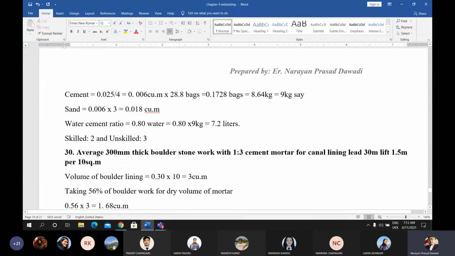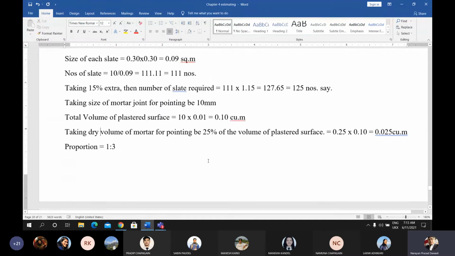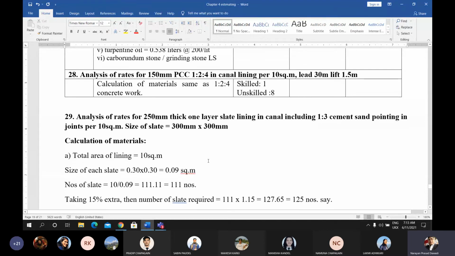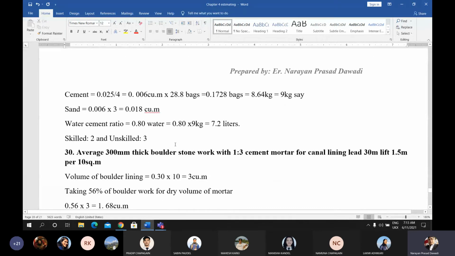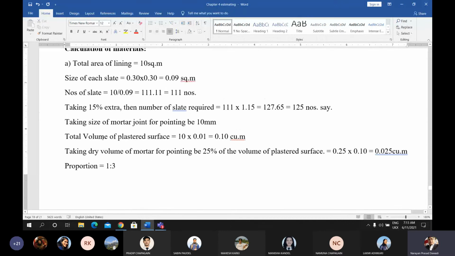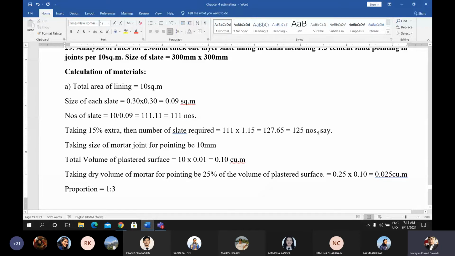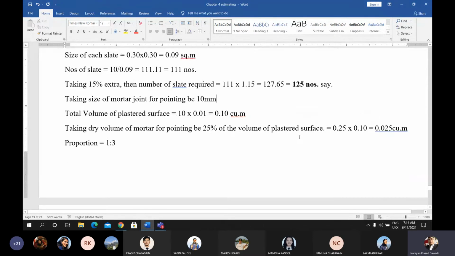After finding the cement, you can provide the water cement ratio as 0.80, and the water is calculated as 7.2 liters. For this, the skilled manpower is 2 numbers and the unskilled manpower is 3 numbers, for laying and pointing of the slate over the surface. This is the material. You have to make the rate analysis by using this material.